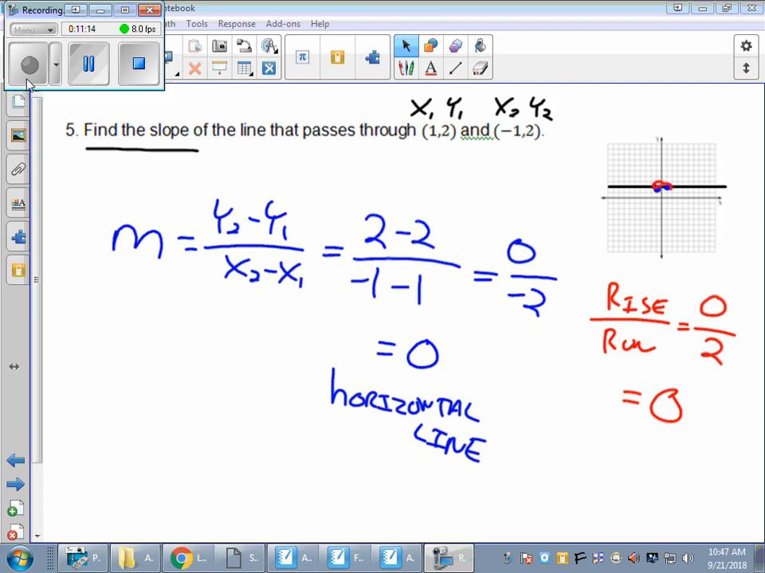So again, we have a slope of 0, which means it's a horizontal line. It doesn't go up or down at all. It just goes straight sideways. So anytime you see a slope of 0, it's a horizontal line.